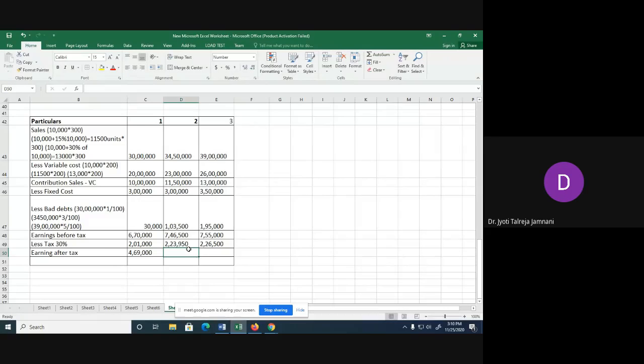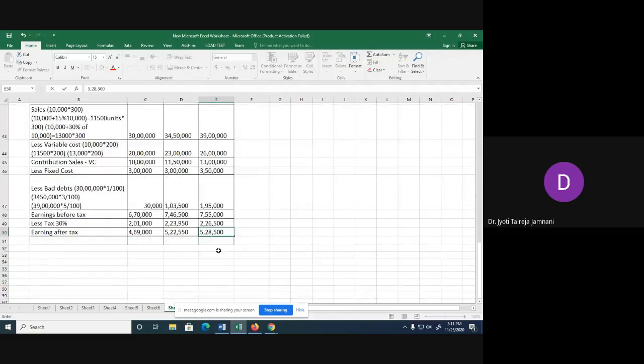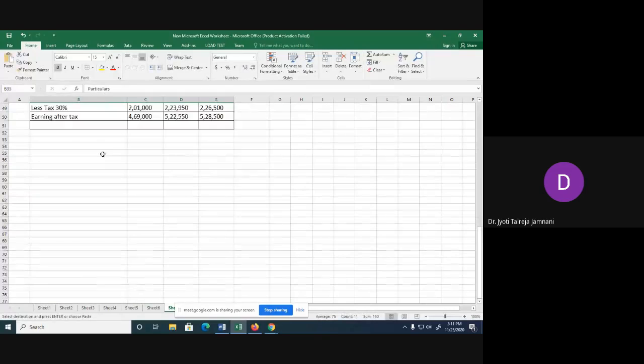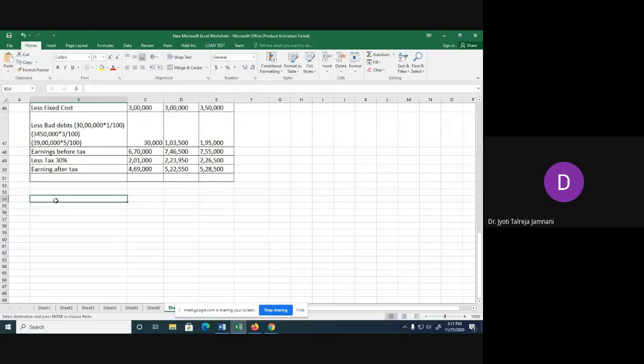Next, 7,46,500 minus 2,23,950 is 5,22,550. And in the last case, 7,55,000 minus 2,26,500 is 5,28,500. Now we have to do working note on average collection period. Sorry, on additional investment.